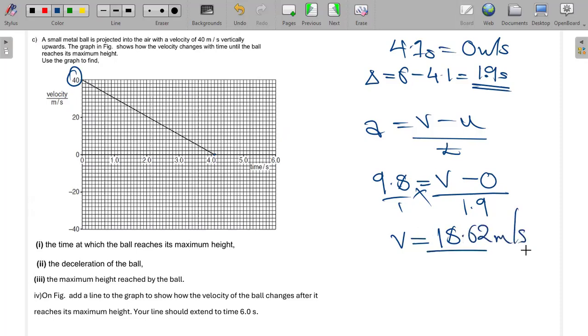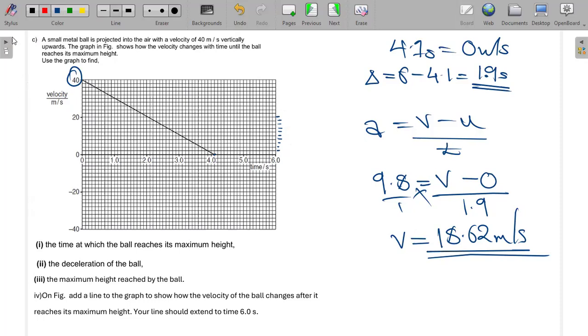18.62 meters per second at 6 seconds. So if you look at 18, okay, I believe each box represents 2. So this will be 2, 4, 6, 8, 10, 12, 14, 16, 18, 20 here. So this is 18. So it will be in the middle of that box, just somewhere inside this box.